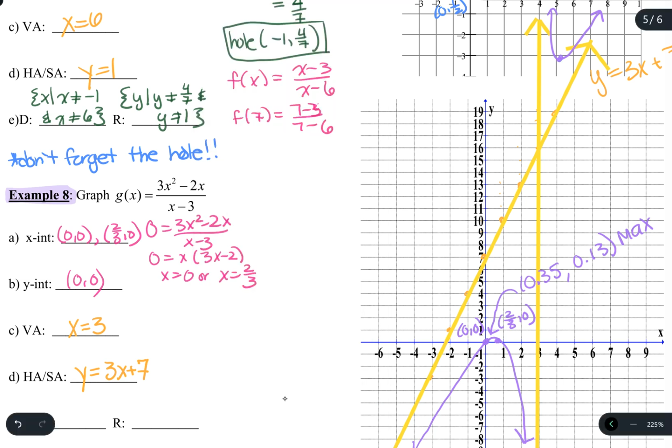So sorry, relative minimum. So right here, we have 5.65, 31.87, and this is our minimum. And again, we need that for our domain and our range. Or sorry, not our domain, but just for our range.